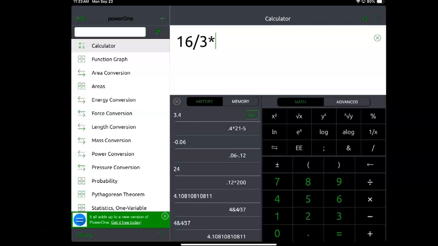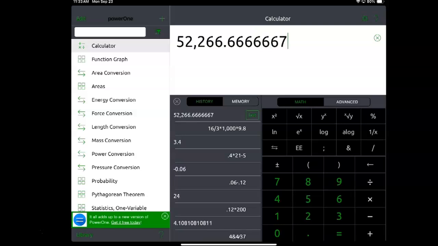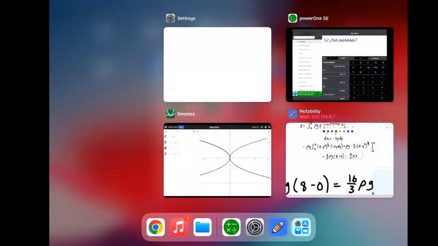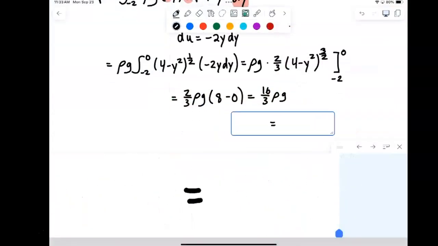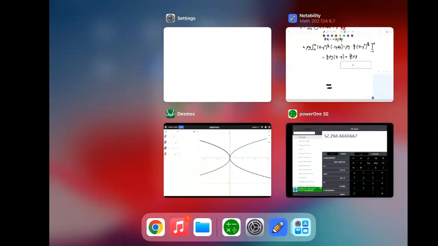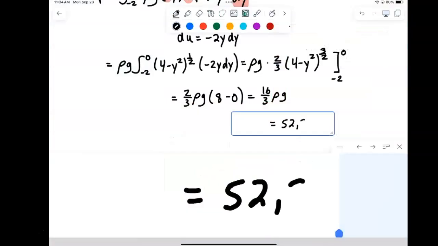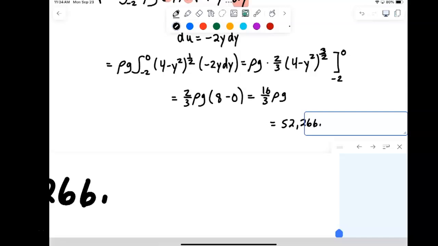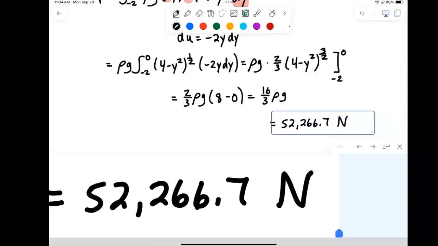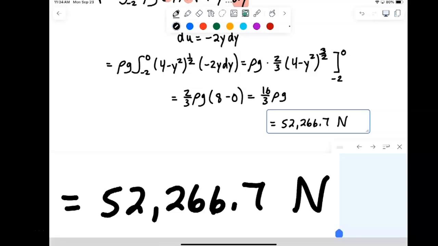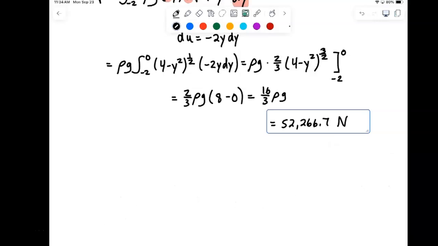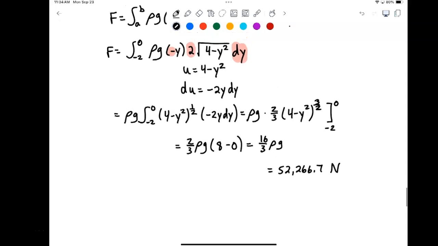Simply on a calculator, 16 divided by 3 times 1,000 for water, times 9.8 for gravity, and we get 52,266.7, and our force unit is newtons. So that's the total force that's being pushed on this dam, being pressured onto this dam.